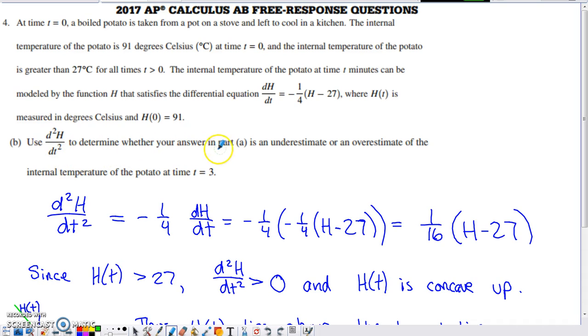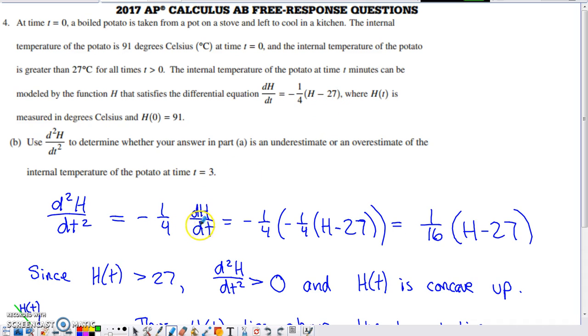In part B, they ask us to use the second derivative of h with respect to t to determine whether that estimate that we just made in part A is an underestimate or an overestimate for the actual internal temperature of the potato at time 3. So to find the second derivative, we have to be careful with this because we're doing the derivative with respect to t. And so the derivative on this side gives us our second derivative. The derivative on this side, I can copy that negative 1/4 into the derivative. And then the derivative of h minus 27 with respect to t is going to be dh dt.